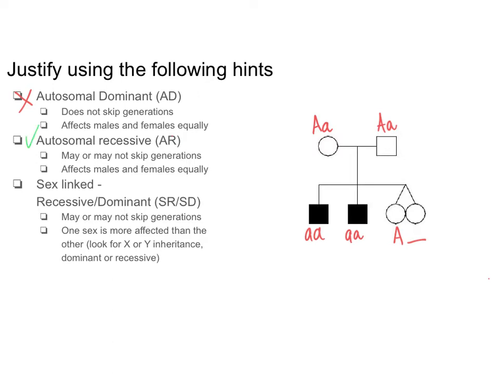Last, we're going to check to see if this is something that could have been inherited as a sex-linked trait. It may or may not skip generations, so we can't use that to eliminate it. And we can see that it also looks like it can affect one sex more than the other. And there's a limited number here, so we don't have that much information. However, just based on that strict definition, we can't eliminate that as an answer choice.